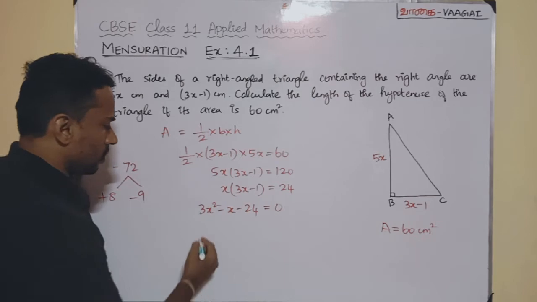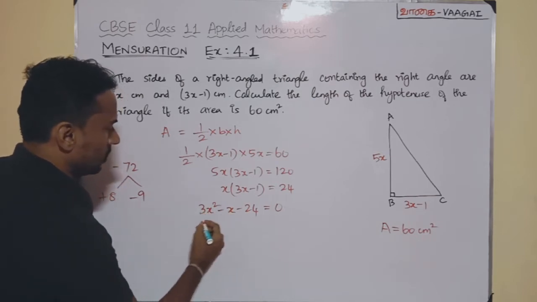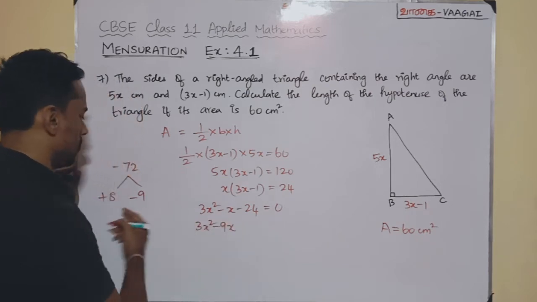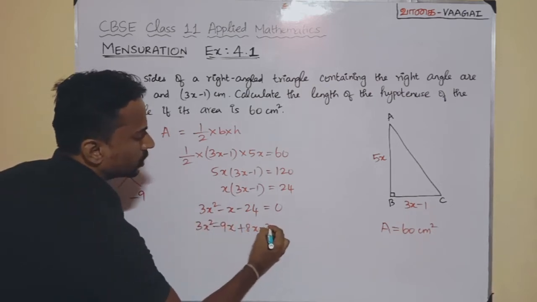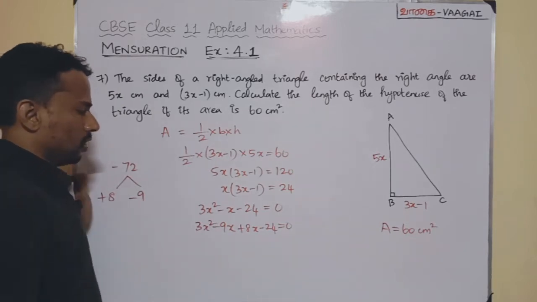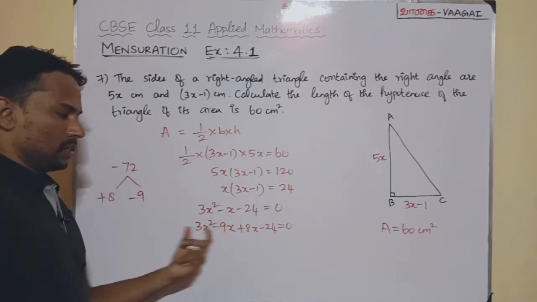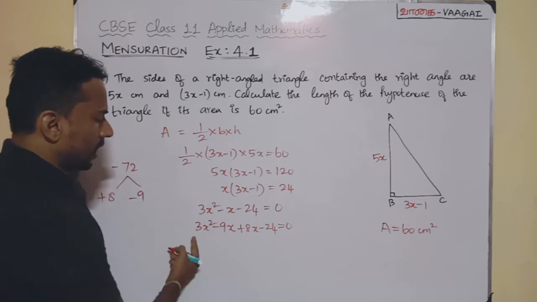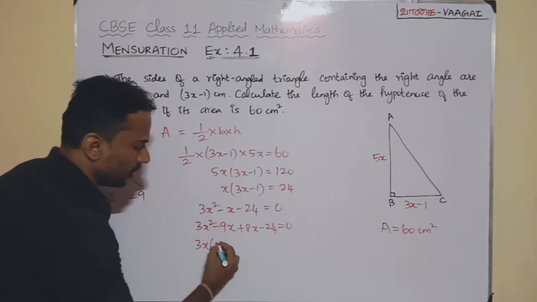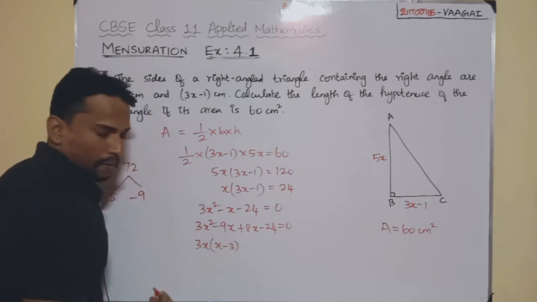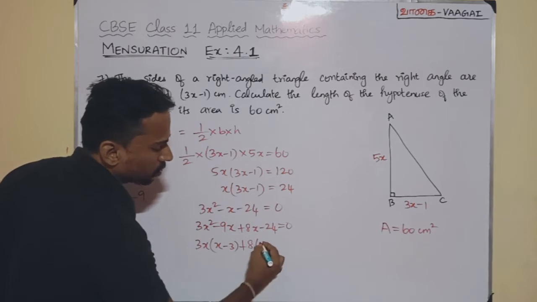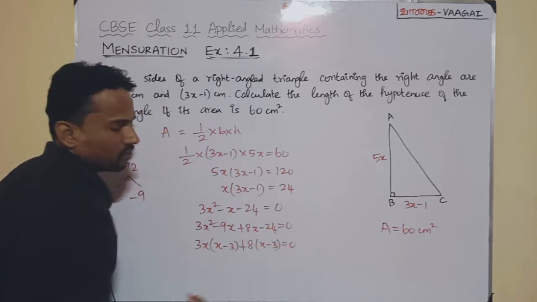Now I will take these two numbers and rewrite this as 3x square minus 9x plus 8x minus 24 is equal to 0. That is how we broke that, right? Now take the first two terms. I can take 3x as a common factor. When I do that, I will be getting x minus 3 inside. Same way here I can take 8 as a common factor. Here also I will get x minus 3 inside. So it's equal to 0.